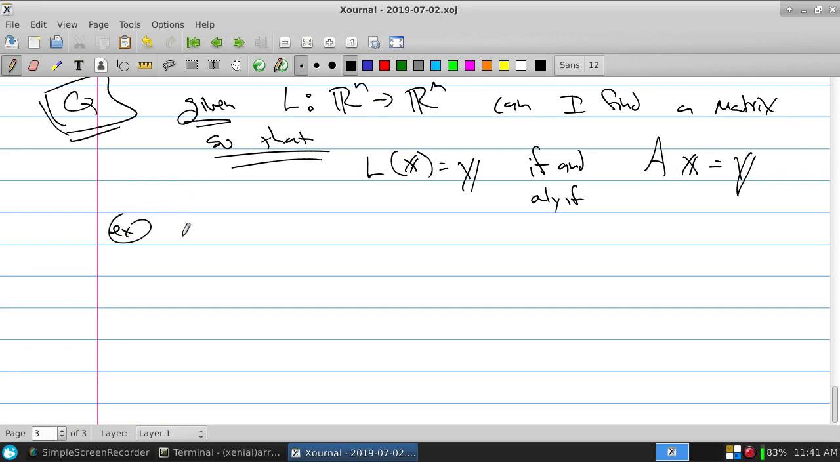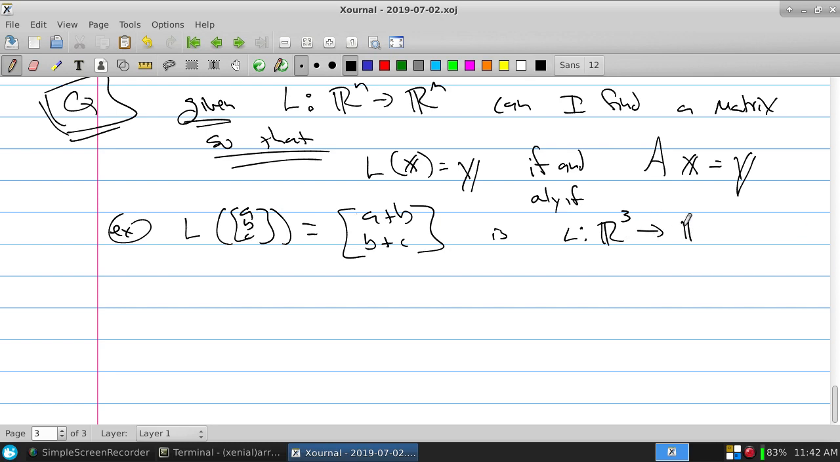Say, for example, let's transform A, B, C into A plus B, B plus C. So you can show this is a linear transform. Go home and do that. Convince yourself it's a linear transform. Where is it coming from? What am I putting into the transform? What size? R3. Spitting out? R2. Now, do this at home. Don't just accept what I write.